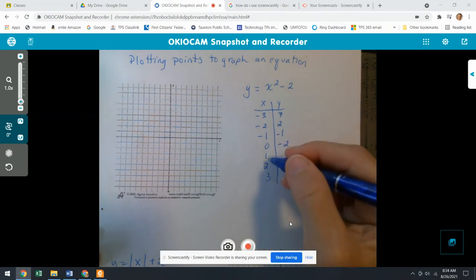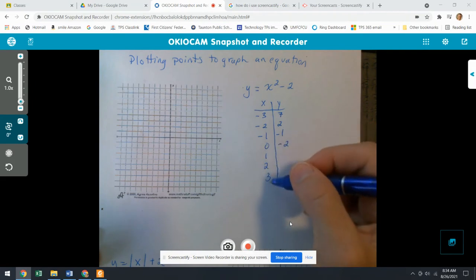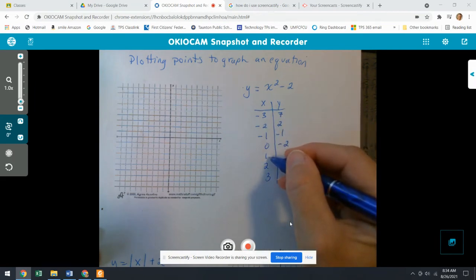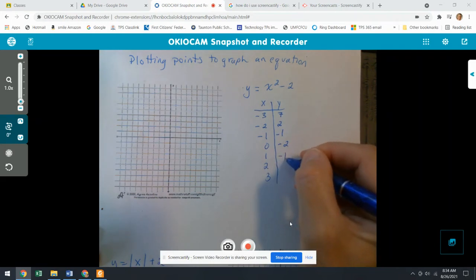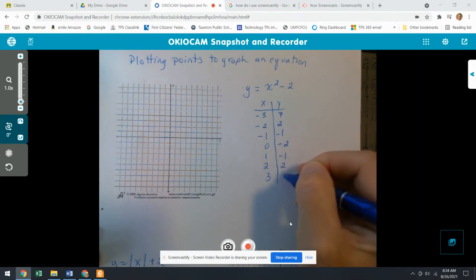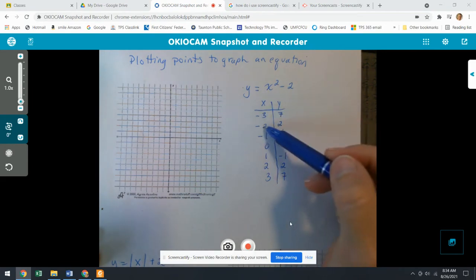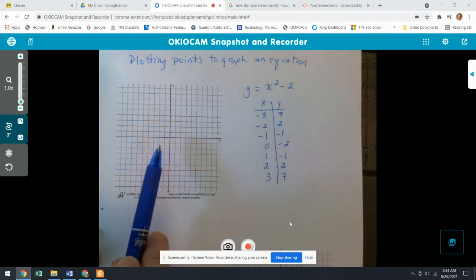And then watch what happens with these X values. When we square each of these, we're going to get the same Y values as up here. 1 squared is 1. 1 minus 2 is -1. This will give us a +2, and that will give us a +7. So these are each ordered pairs, and we're just going to go over to the graph and plot them.